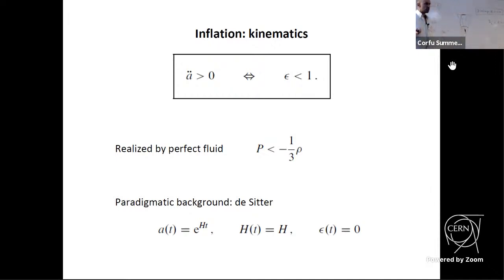Prototypical inflation background is the de Sitter. The de Sitter is defined by a constant Hubble parameter. And when H is constant, then the scale factor follows an exponential flow. And in this case, the first slow-roll parameter is 0 at all times. So obviously this background is an accelerated background. But you don't have to go to de Sitter, other power law backgrounds can also give rise to acceleration.